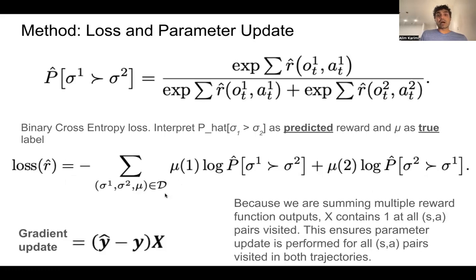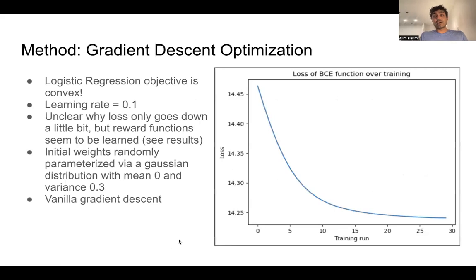We're basically going to be trying to optimize a binary cross entropy loss. Again, this p hat of trajectory 1 over trajectory 2 is going to be the estimate of a preference, and this is the truth. So we basically optimize that using a gradient update formula, and we get this loss curve. Logistic regression is nice because the objective is convex. And so I just use vanilla gradient descent here. There's a couple of questions as to why it just kind of evened out at 14.25, but I think the reward function still learned something, so we'll dive into that.